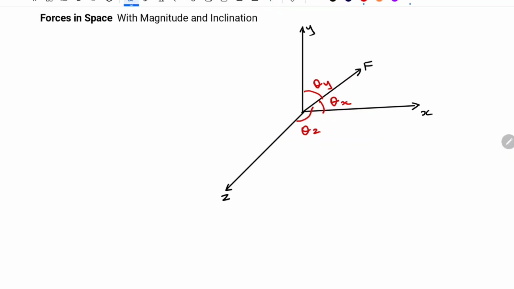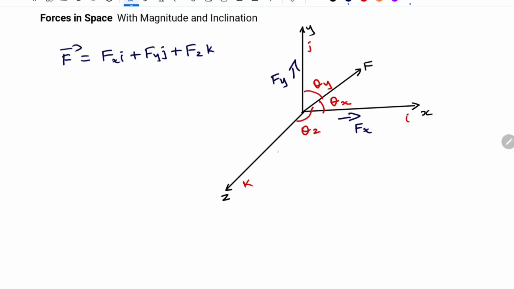Now if these are given, I can write this force as a vector by considering the x-axis as i, y as j and z as k. So my force vector will be F vector is equal to Fx i plus Fy j plus Fz k. Here Fx is the component of force acting in the x direction, Fy is the component of force acting in the y direction, and Fz is the component of force acting in the z direction.